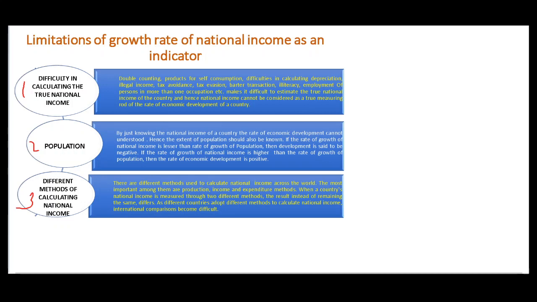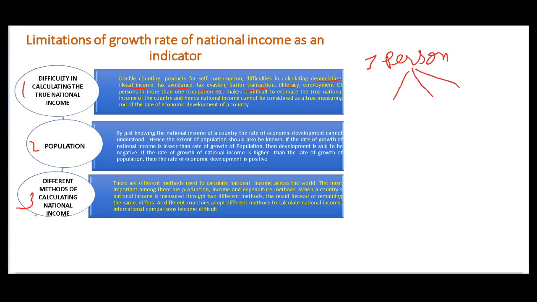These make it difficult to estimate the true national income of the country, and hence national income cannot be considered as a true measuring rule of the rate of economic development of the country. Here we find difficulty in calculating depreciation, in calculating illegal income, when some people are avoiding tax, some people are doing tax evasion. There are barter transactions, illiteracy is there. Employment means one person is employed in more than one field.